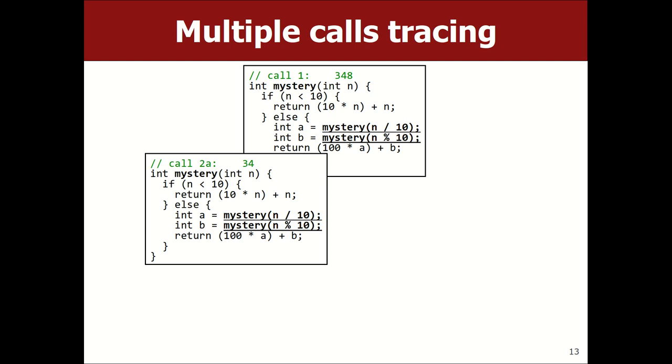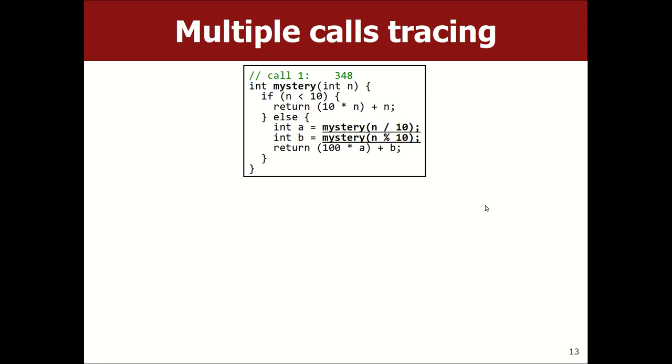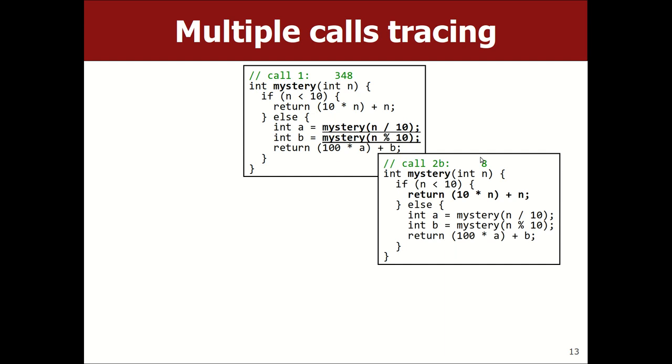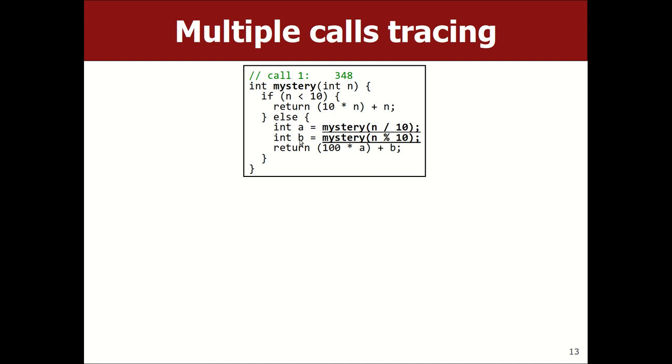Where does that result go to? What happens to that number? Yeah? It goes to A. It becomes this original call's int A. This guy's int A is 3,344. Now we have to trace a whole other call of int B, which is his n mod 10, which is 8. So we have to calculate the mystery of 8 to get his int B. So that pops up a call here with 8, which is less than 10. So it returns 10 times 8 plus 8, which is 88. So now I get all the way back to here. So A is 3,344, B is 88. And so now I'm supposed to take 100 times A, which is 334,400, plus 88. So the overall result is 334,488.